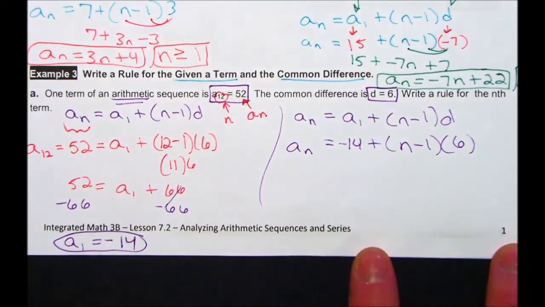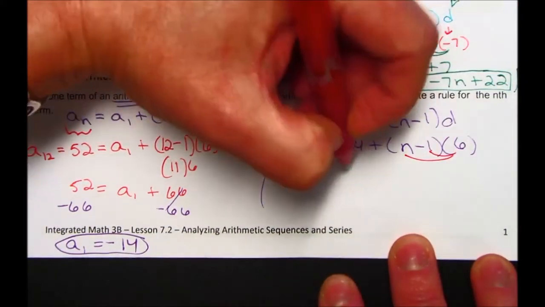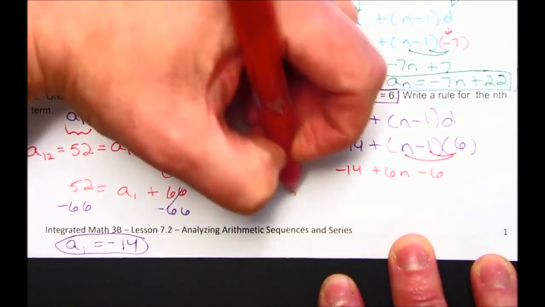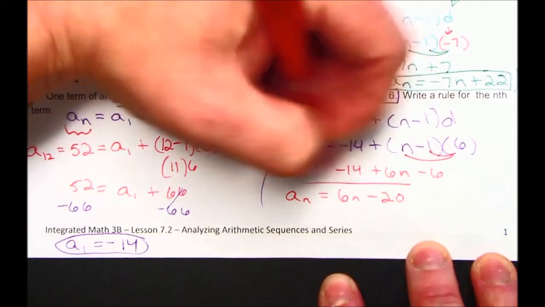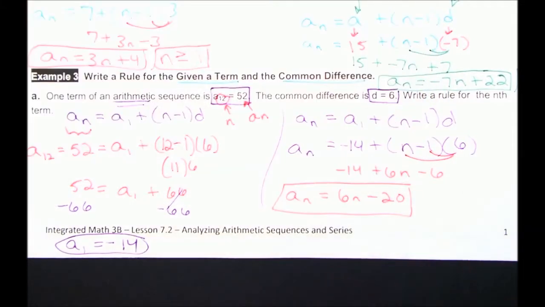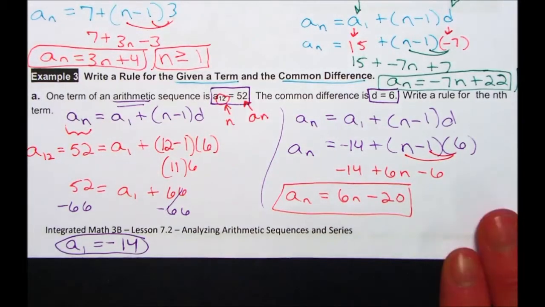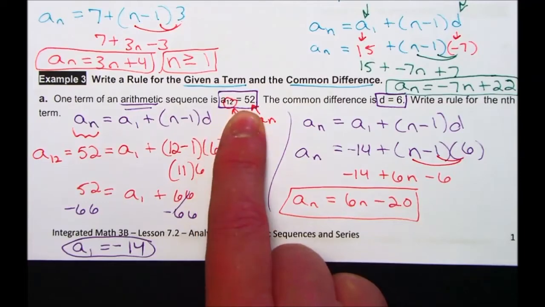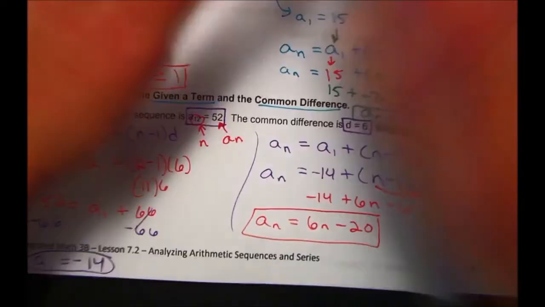So now it's just like what we had done in the last couple of problems. Distribute negative 14 plus 6n minus 6, combine like terms, and you get 6n minus 20. And there's our rule. So we just wrote the rule for an arithmetic sequence where the 12th term was 52, and it had a common difference of 6. Okay, ready to move on to the next page.